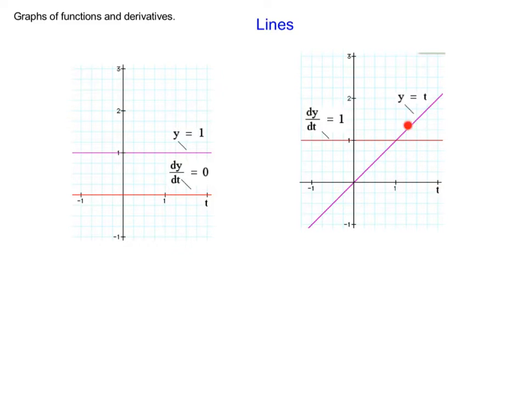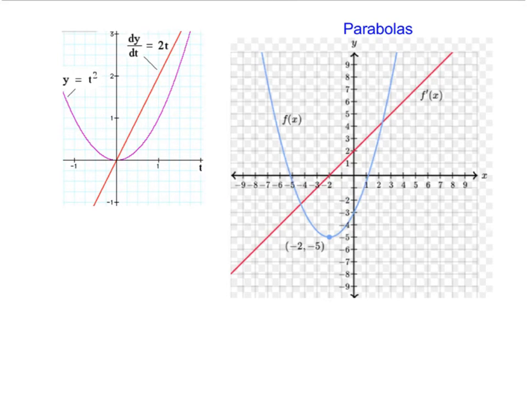On this one, just the regular graph is y equals x. Well, what's the slope of this line? Well, the slope is understood to be 1, right? So if the slope of this line is 1, then the derivative graph is going to be the graph equal to 1. So let's look at parabola graphs. Okay, we'll look at parabola graphs.